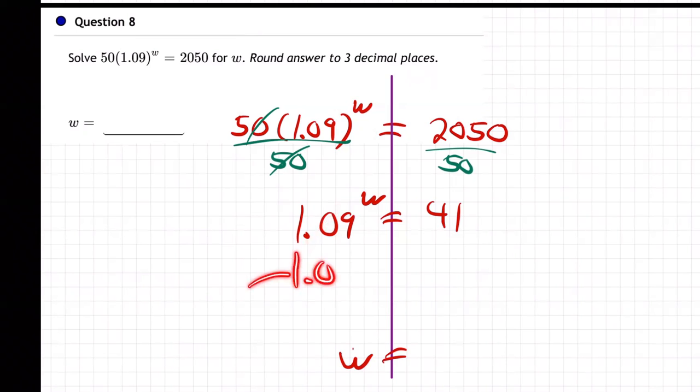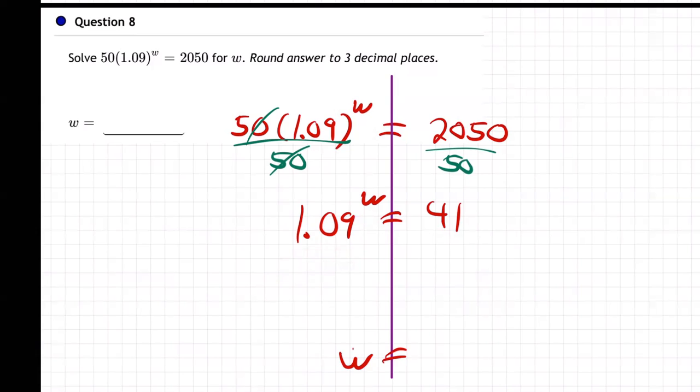I mean, we can't subtract it. It's not added. We can't divide it. You might think we'll divide. No, it's not 1.09 times W, right? If it was times, we could just divide it, but it's to the power. That's kind of weird, isn't it? You see how weird that is?